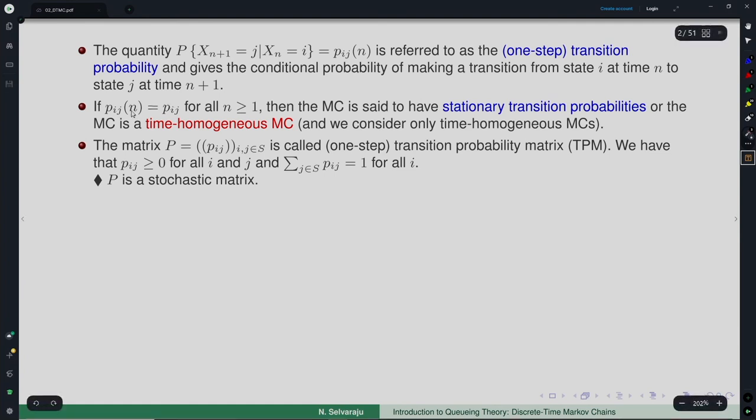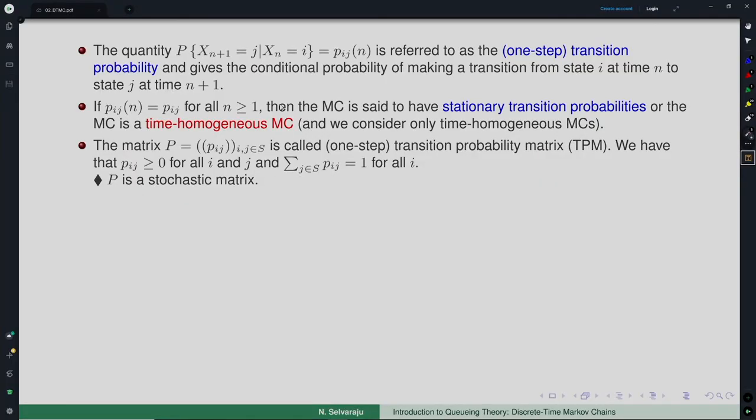And if it so happens, it means that it is independent of whether you are moving from time step 2 to 3 or 27 to 28, because we always refer to the parameter as time points for easy reference. So this probability remains constant irrespective of the time point. Of course, if you make it dependent, the whole theory will go through, but things are a little bit more complex there.